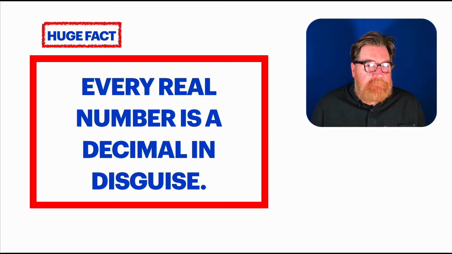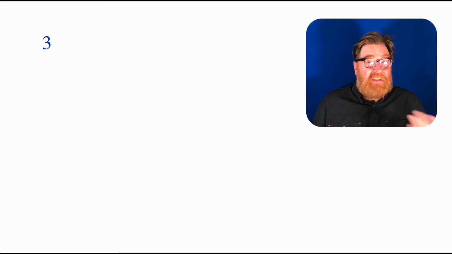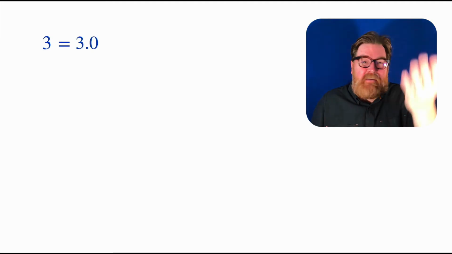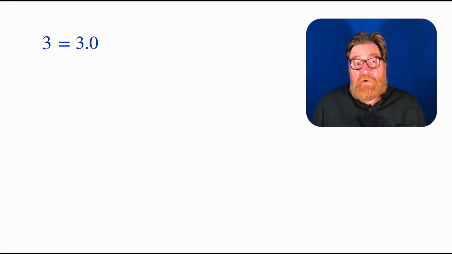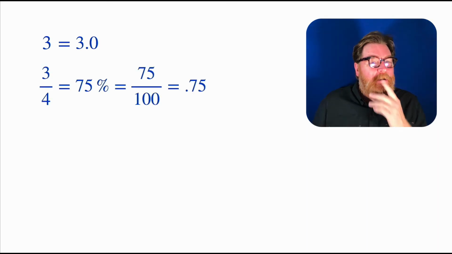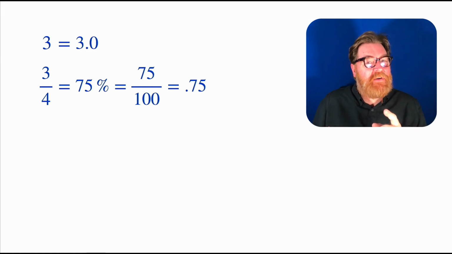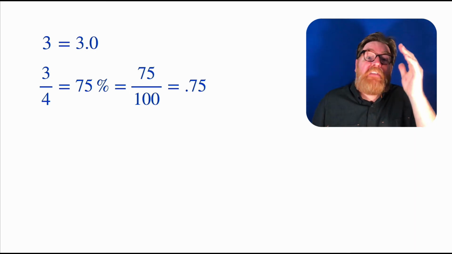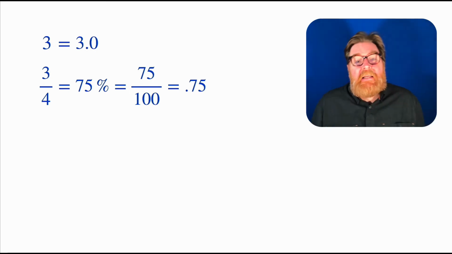Maybe in disguise. So for example, the number 3. This is what I mean by maybe in disguise. It doesn't look like a decimal, but you guys know, of course, we can write it as 3.0. 3/4. Well, you know what? Remember that was 75%. We talked about those famous percentages. 75 hundredths or 0.75. So even 3/4, it's really 0.75, 75 hundredths.